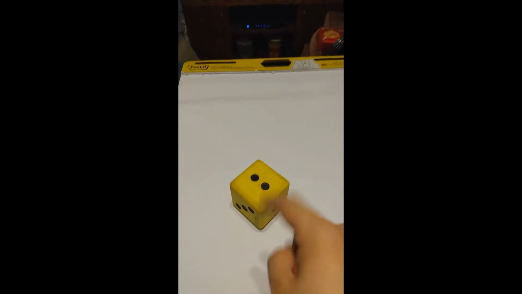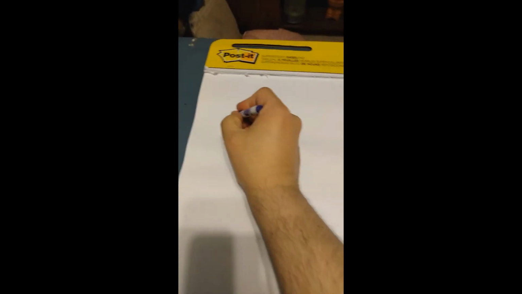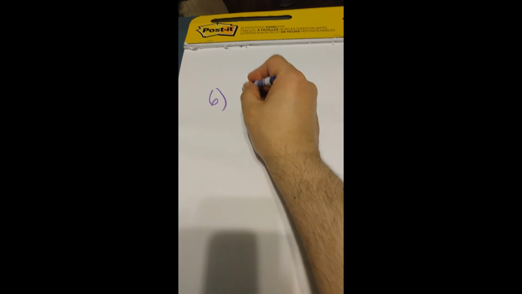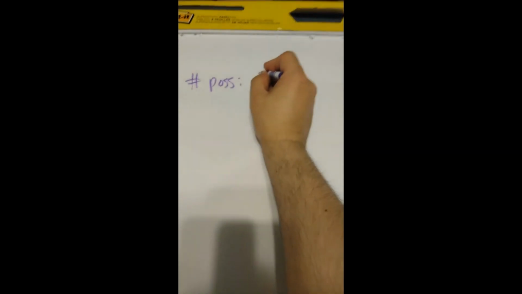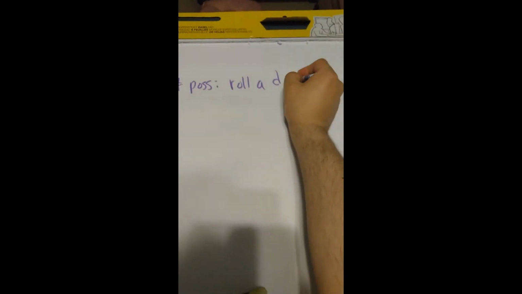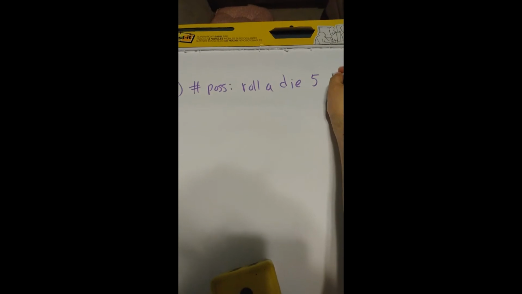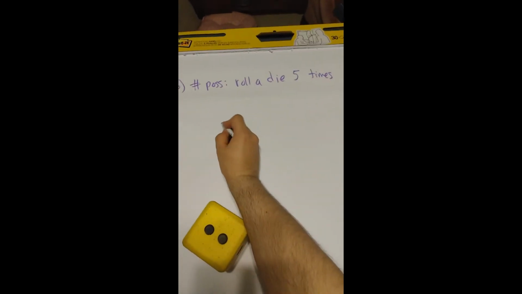So now let's talk about this guy again. We want to roll this thing 5 times, and we want to know how many possible things can we get. Well, let's write that down, what we want to do. So this is problem number 6. We want to know the number of possible outcomes that happen when you roll a die 5 times. Since we're doing it 5 times, let's draw 5 blanks.